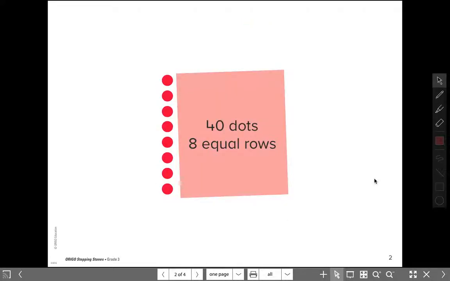All right. How many dots do we have in total, Patience? 40. How many rows do I have, Nehemiah? 8. Okay, so I have 40 dots, 8 rows.